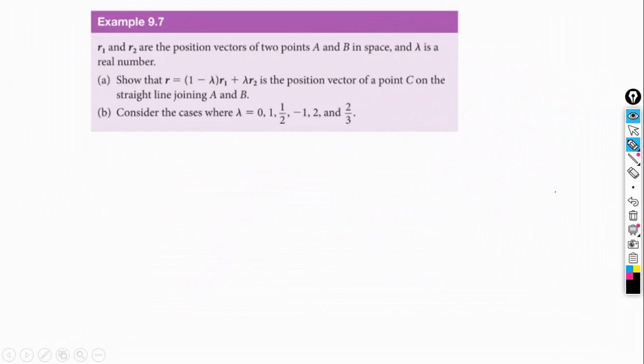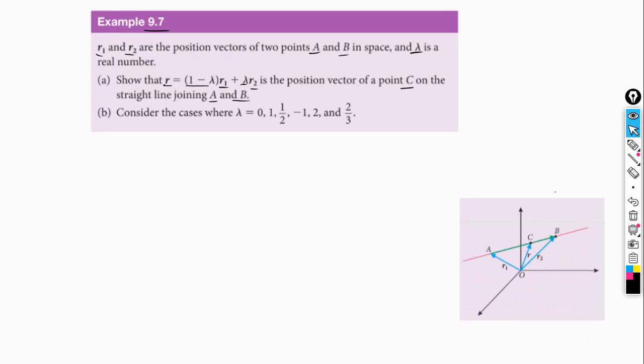So next we have example 9.7, and it says r1 and r2 are the position vectors of 2 points A and B in space, and lambda is a real number. Show that r is equal to 1 minus lambda times r1 plus lambda times r2 is the position vector of a point C on the straight line joining A and B. So for this, let's use an illustration.